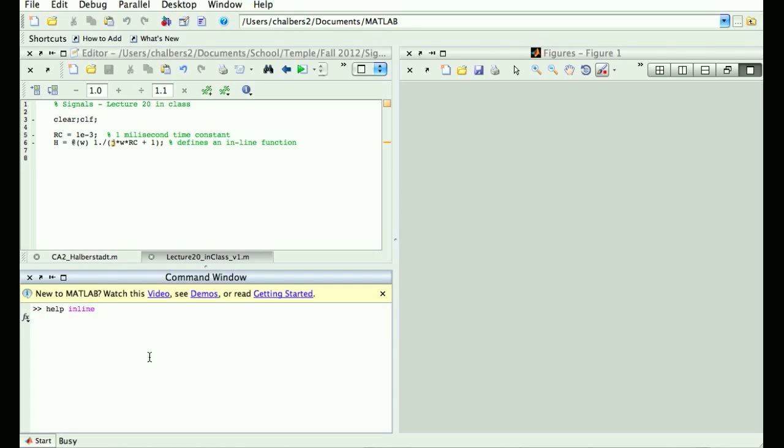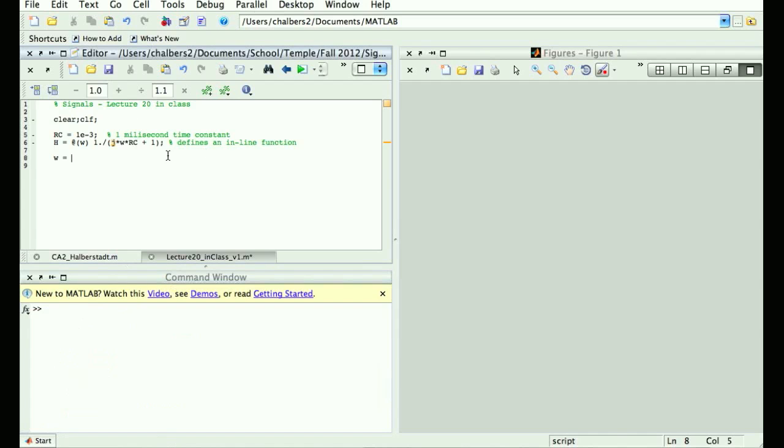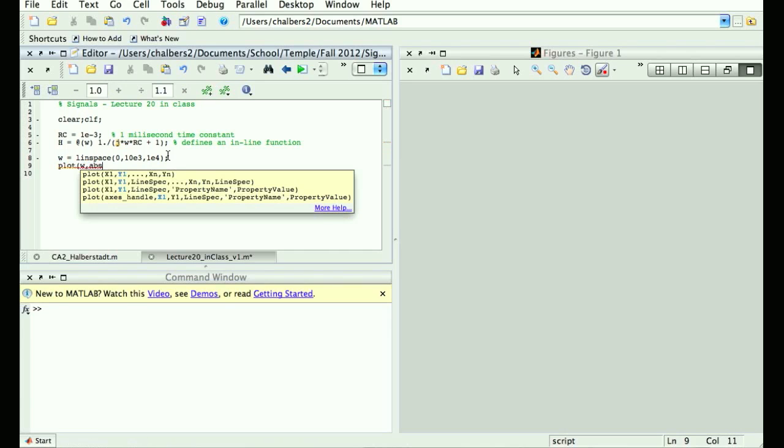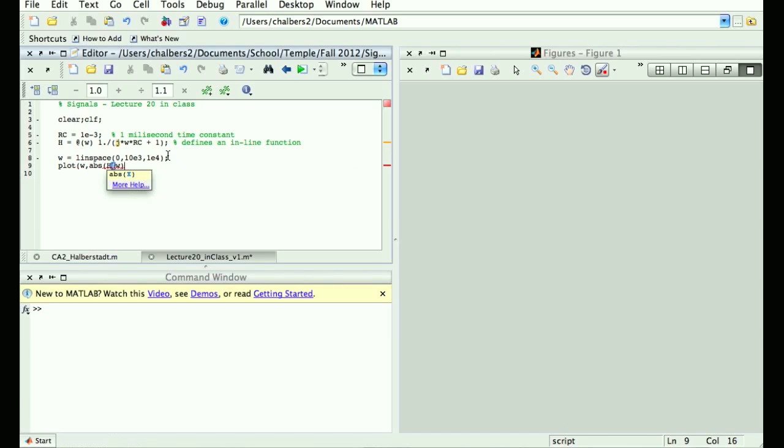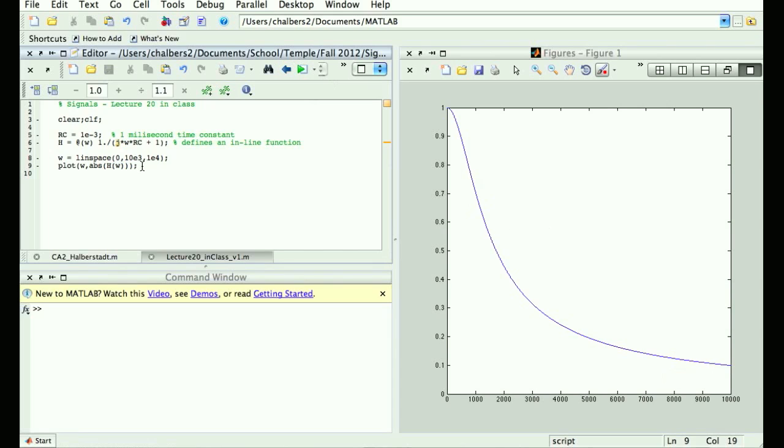Okay, let's go ahead and look at the transfer function of this thing. So I need a frequency vector. Omega equals linspace, 0 to 10,000 radians per second, and let's have it give me 10,000 points. Now I can say plot omega, comma, absolute value of h of omega. Is everybody okay with what I've done? I defined omega, and then I said, please plot h of omega, but h of omega is complex, so I just want you to please plot the magnitude.